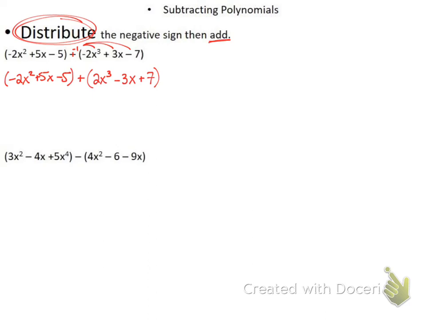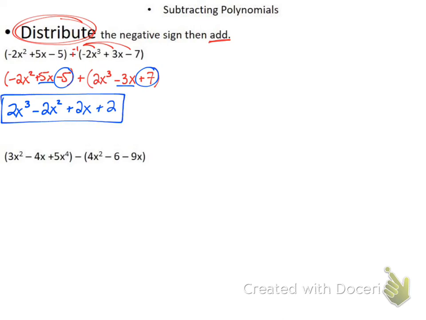Once I'm here, then it's the same exact thing that we did. Biggest exponent is 2x to the third. It doesn't have a match. Minus 2x squared. Again, doesn't have a match. I've got my x's that I can add together to get plus 2x. And then my regular numbers, which gives me plus 2. So there it is. It's a cubic polynomial again.